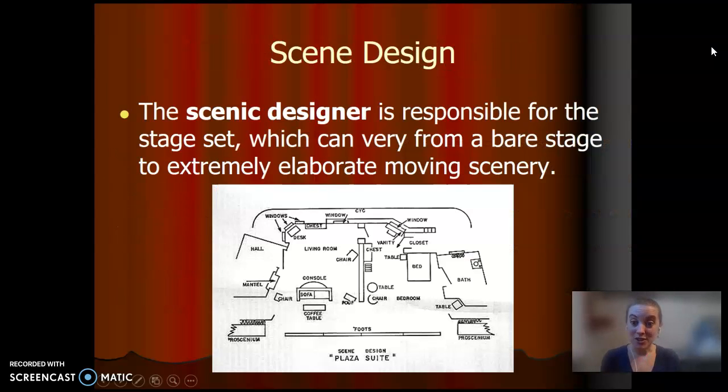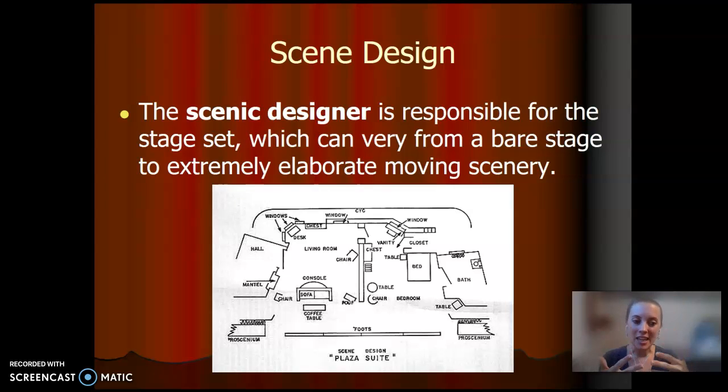The scenic designer is responsible for the set. So that can vary from a bare stage, doing nothing to the stage, to the extremely elaborate moving scenery that we see on Broadway. So the stage itself is usually a permanent fixture, right? The scenic designer does not design the stage. They design the set that goes on that stage. So that set may be nothing, right? It may be the bare stage itself, or it can be really elaborate.